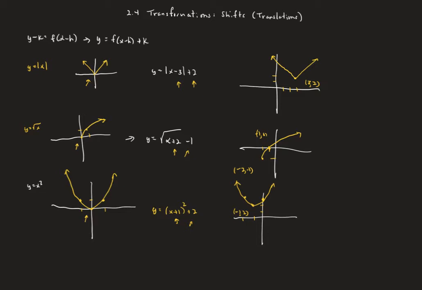I'm going to get a new panel, and we'll talk about reflections. So we can have reflections in either the x or the y. So that's going to look like y equals the negative of f of x. That will give us a reflection in the x-axis. And y equals f of negative x is going to be a reflection in the y-axis.